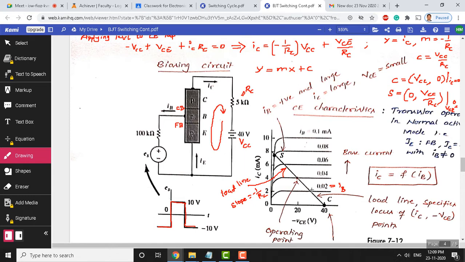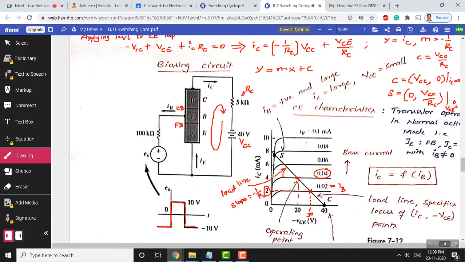For example, if IB value is say 0.02 milliampere, the load line and characteristic curve intersect here, and if you draw the line vertically downwards, you get a VCE value as 30 volts approximately, and if you extend this to the y axis, the collector current is going to be 2 milliampere. So, you can obtain the value of VCE and IC corresponding to this intersection. Similarly, if you increase base current to 0.04 milliampere, the load line intersects with the characteristic here, and now if you draw a line vertically, the VCE value is 20 volts and IC is going to be 4 milliampere.